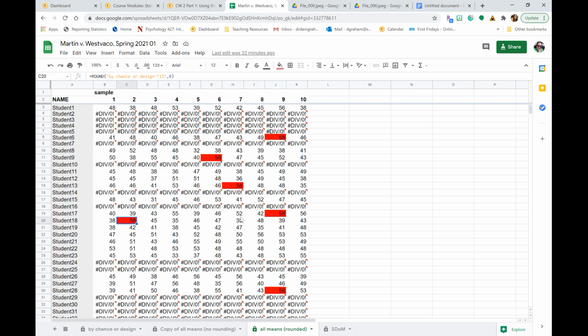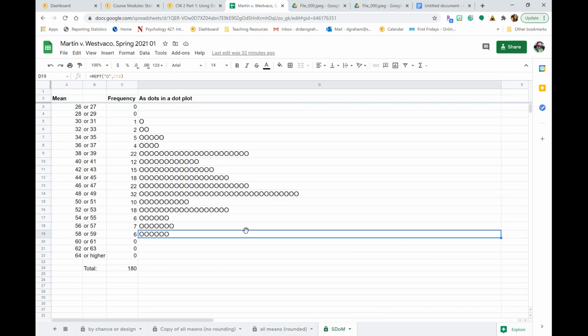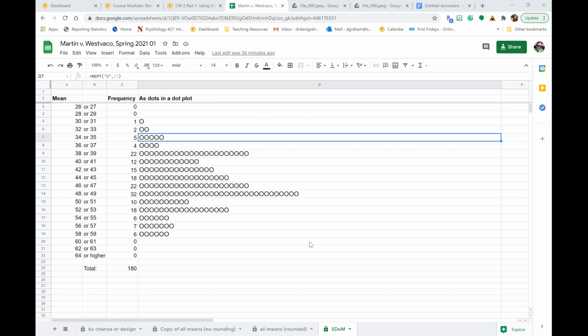1, 2, 3, 4, 5, and 6, right? But we can also see it pretty easily here on our dot plot. So click back over to the Google Sheet, this tab at the bottom that says SDOM. And again, I'll explain what that stands for in a minute.